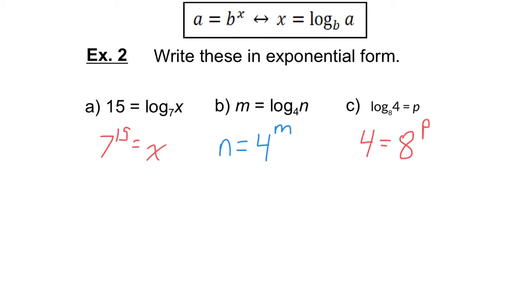So in part B, the base is 4. The exponent is m, and it's all equal to n. So we have n equals 4 to the exponent m. And here, log base 8 of 4 equals p, so 4 is equal to 8 to the exponent p. Hopefully you got those okay. If not, reach out and I can help you before we get too far into this. If you're okay, then let's keep going.